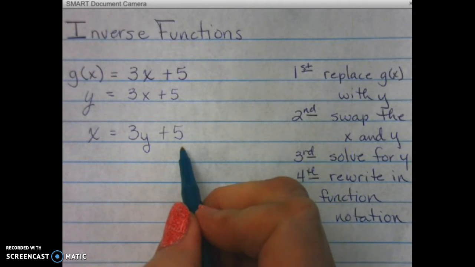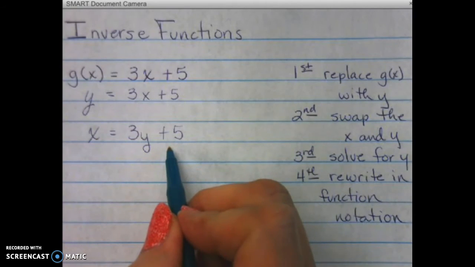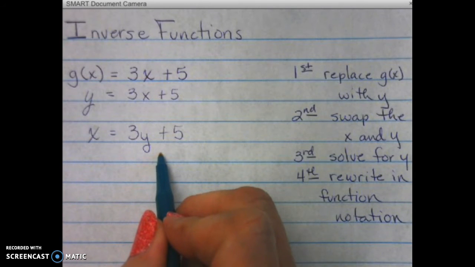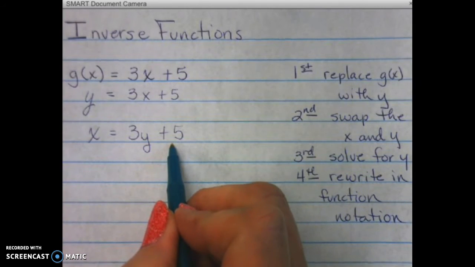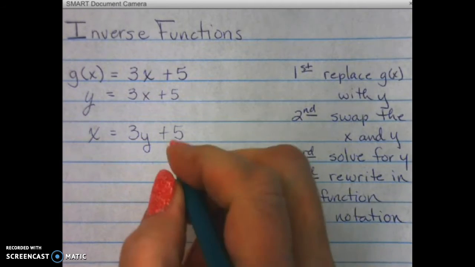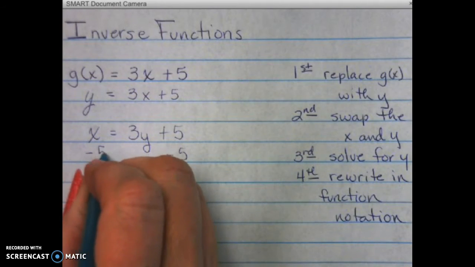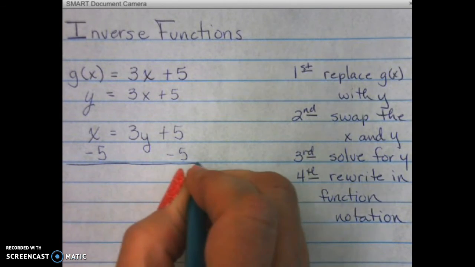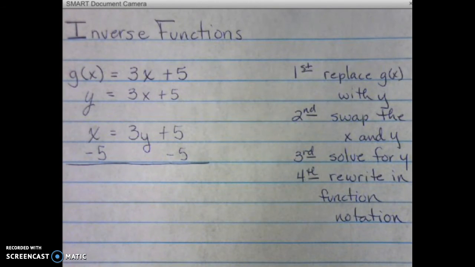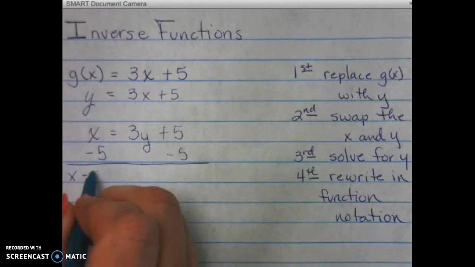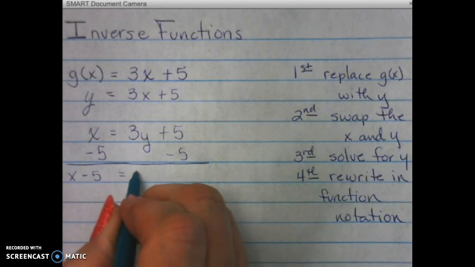So I do that by doing the inverse operation for everything on the side here with the y. The inverse of adding 5 is subtracting 5. Don't forget, whatever I do to one side of the equation, I must do to the other. So I get x minus 5 is equal to 3y.